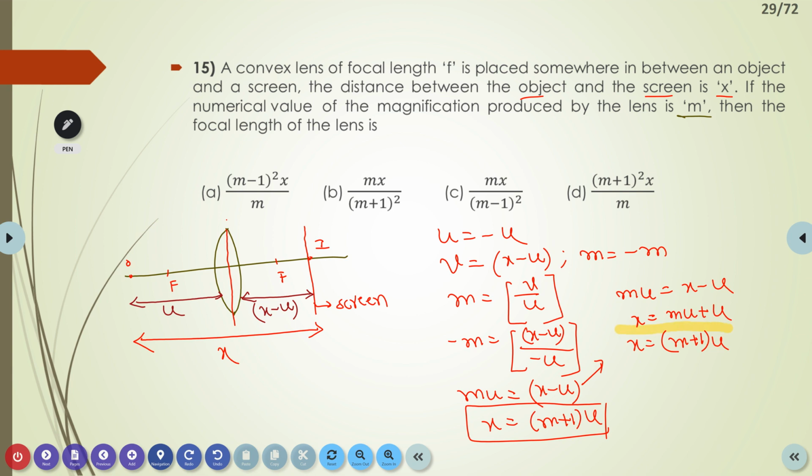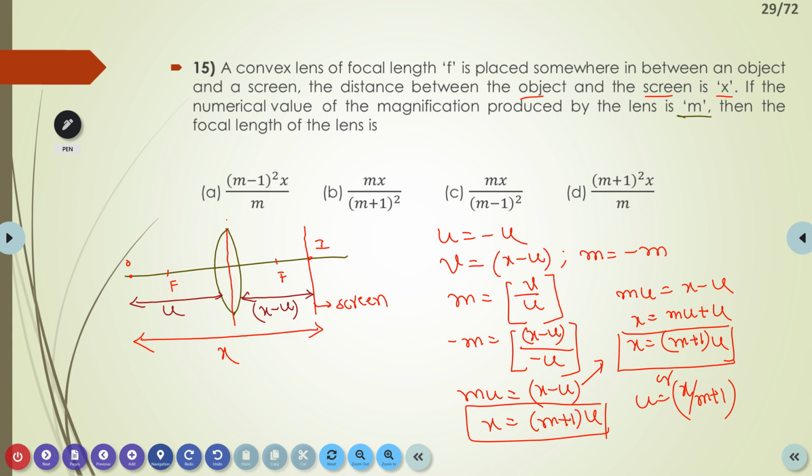These two parameters I know. X you know and M is known. Okay, fine. X equal to M plus 1 U, or U equal to X divided by M plus 1.